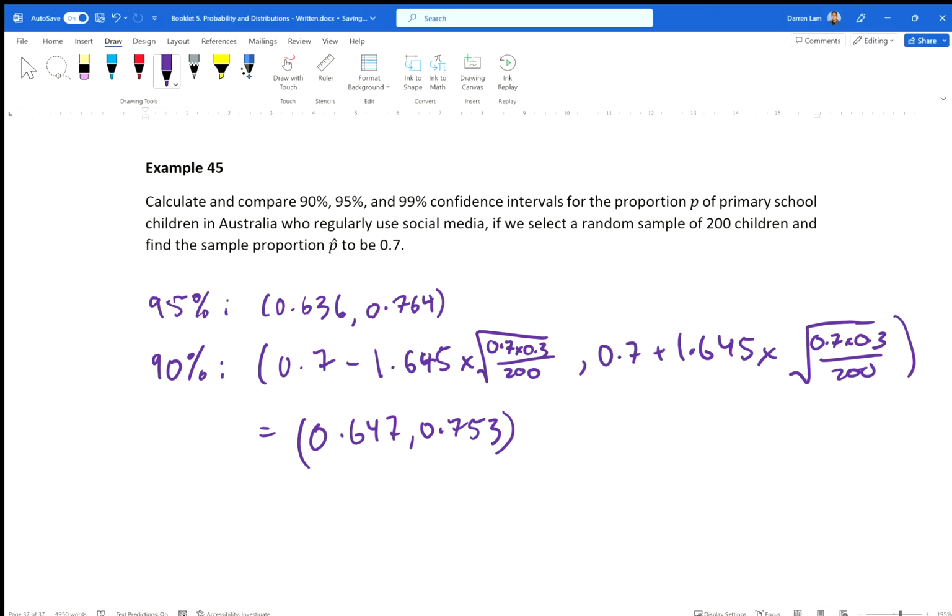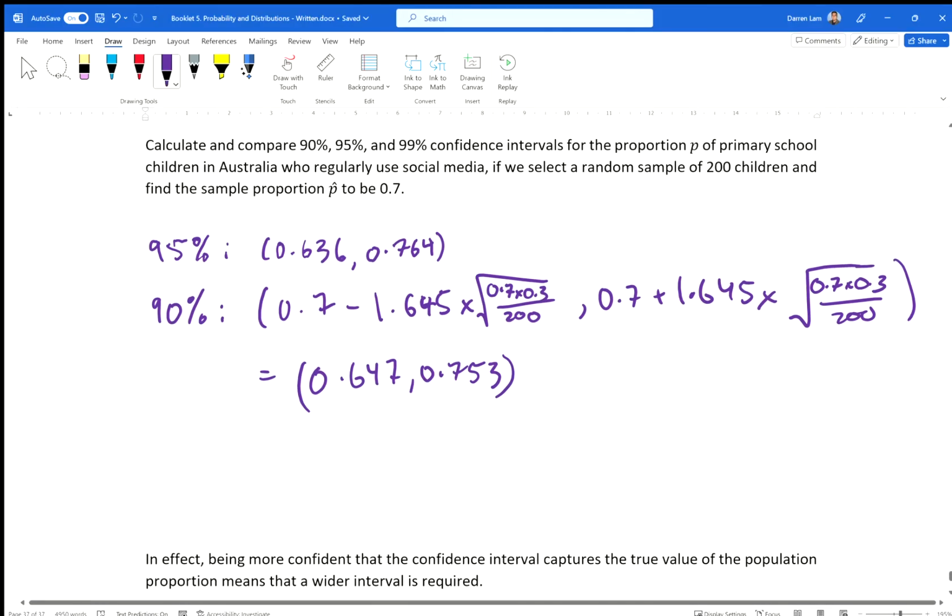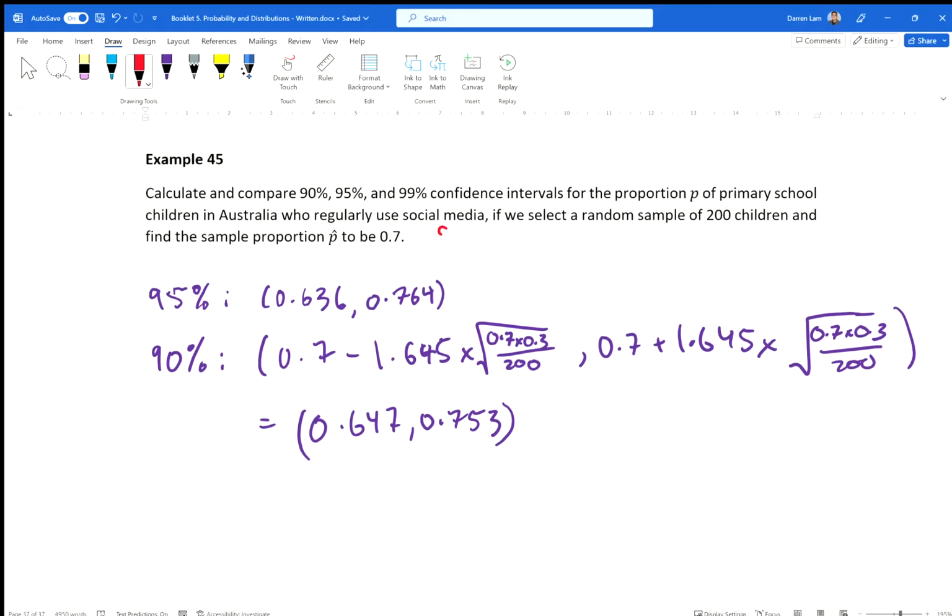Now, it's notable to say, let's look at our values. Our 90% confidence interval has a difference of about 0.1. If you look at a 95% confidence interval, that changes as well. You know what? Let's just do the 99% confidence interval. We'll compare that. I won't go through all the steps, but it's the same thing. You end up with 0.616 to 0.784.